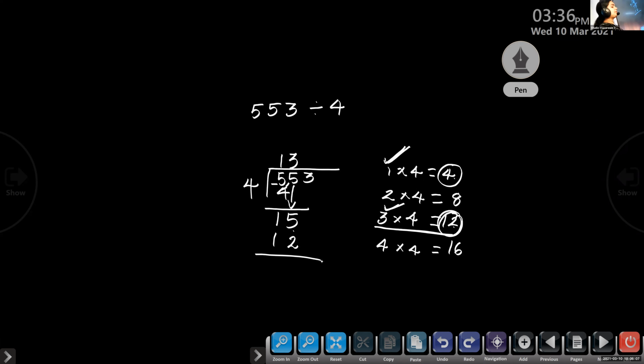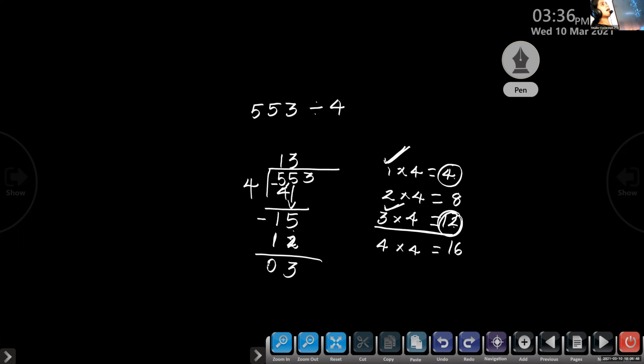Next, what is the next step? Move down. Before bringing down, 15 is there, 12 is there. What do you want to do? Multiply. Multiplication is over. That's why we have written 12 here. Subtract. 15 minus 12 you have to subtract. 5 minus 2, what will you get? 3. 1 minus 1, 0. The next step is that after subtraction only you can bring down.